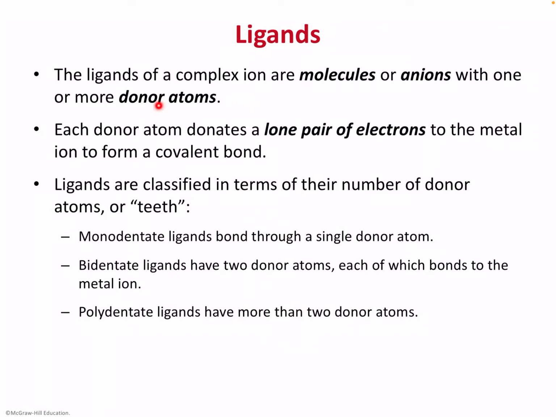So the ligands of a complex ion are molecules or anions with one or more donor atoms. So these donor atoms are the ones that are going to attach to the central atom. Each donor atom donates a lone pair of electrons to the metal ion to form a covalent bond. Ligands are classified in terms of their number of donor atoms or teeth. Monodentate ligands bond through a single donor atom.